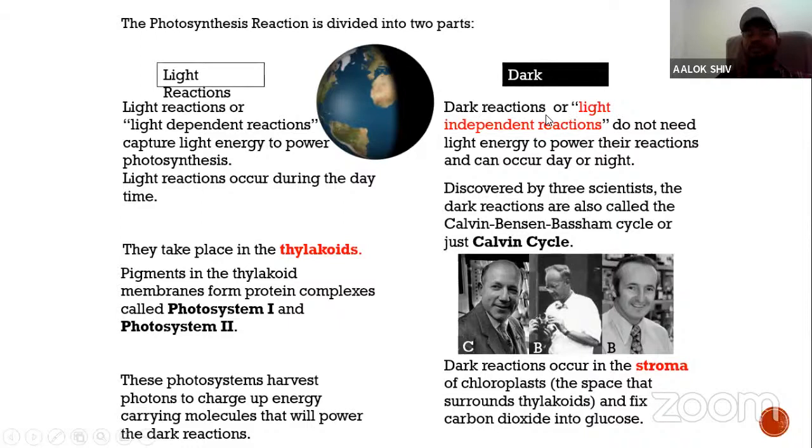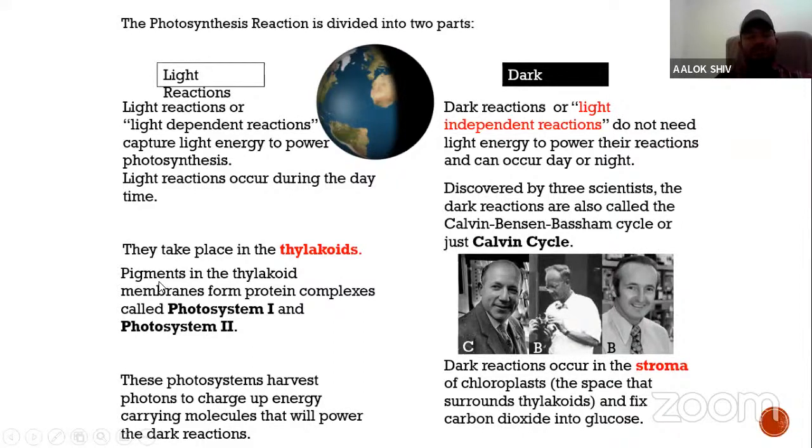The dark reaction is called the dark reaction because it is independent of light. It does not have to do anything with light, so it could occur either in day or night. The important thing from the competitive exam point of view is where each takes place. The light reaction takes place in the thylakoid, while the dark reaction takes place in the stroma. This is what you have to remember from the competitive exam point of view.